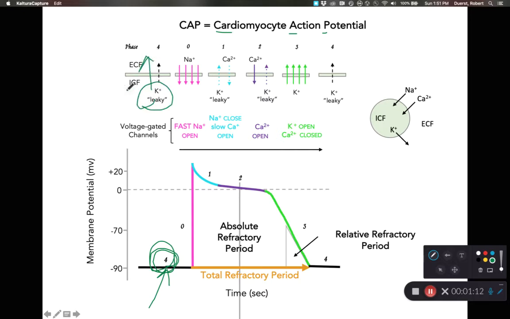constantly leaking out of the cell, from the intracellular fluid to the extracellular fluid. So the inside of that cardiomyocyte is losing positive potassium ions, and while it's losing positive potassium ions from the inside, that cardiomyocyte is eventually going to reach threshold and spontaneously induce its own action potential.